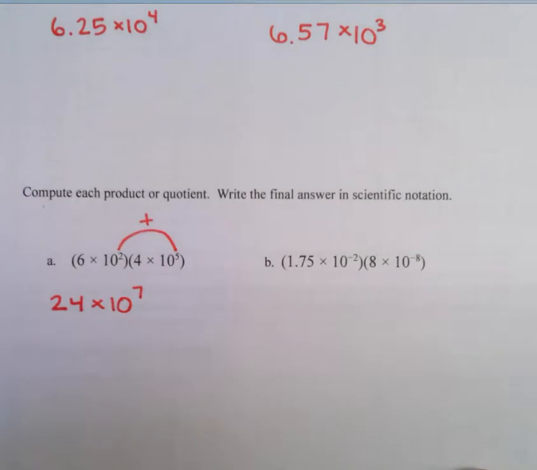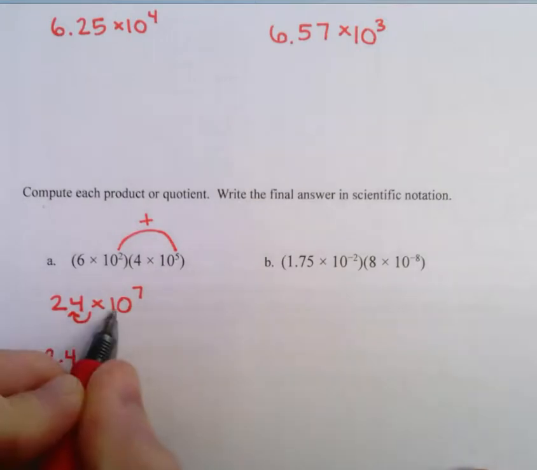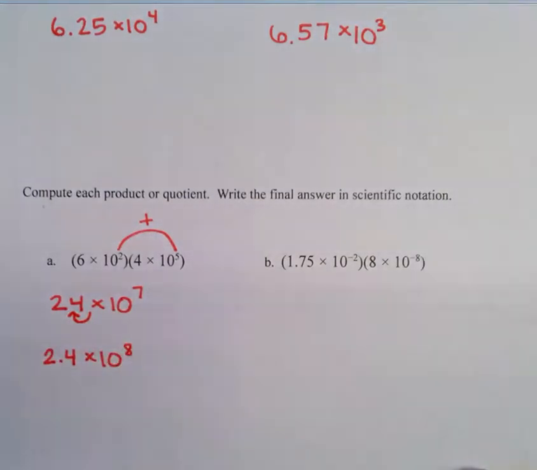Now I need to rewrite this in proper scientific notation. So this needs to become 2.4. So I'm going to move this decimal here. I'm going to make this smaller by a power of 10, so I need to make this bigger by a power of 10. Done. Okay.